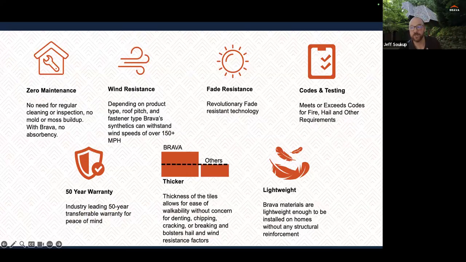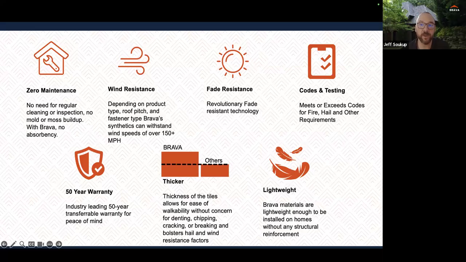For wind resistance, if you're familiar with roofing or Miami-Dade acceptance, the highest standard, Brava's materials can tolerate up to 150 miles an hour in our warranty. We've been tested to over 211 miles an hour, and in that instance the product failed, but the deck actually ripped off in the testing machine, so it was more of a catastrophic deck failure. You've got bigger things to worry about if you have 200-mile winds.